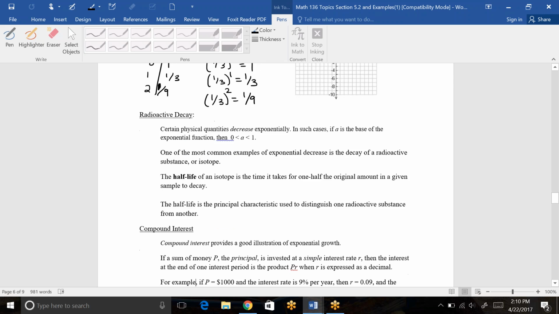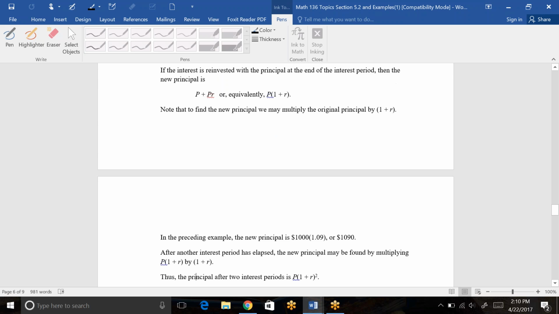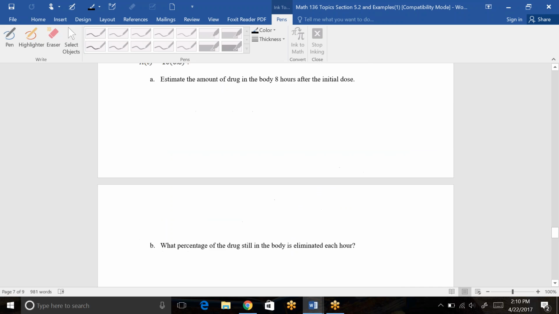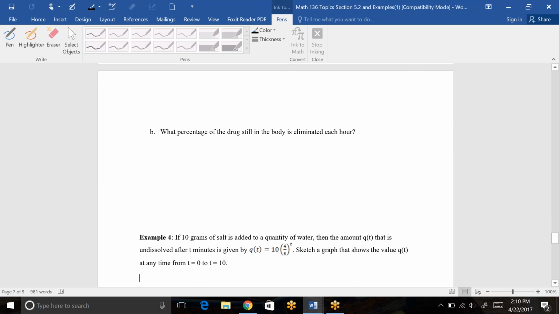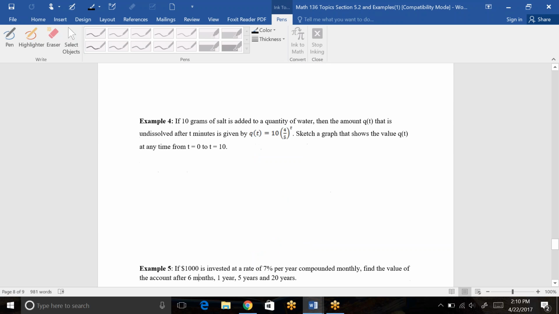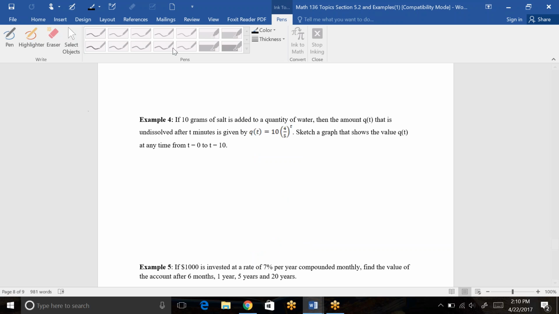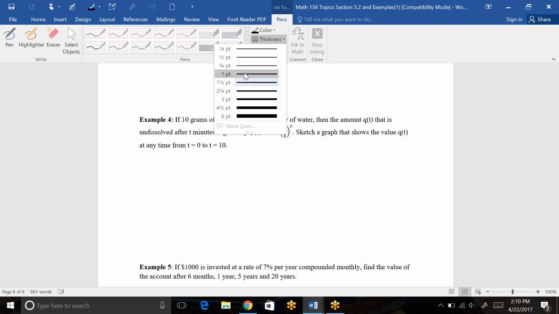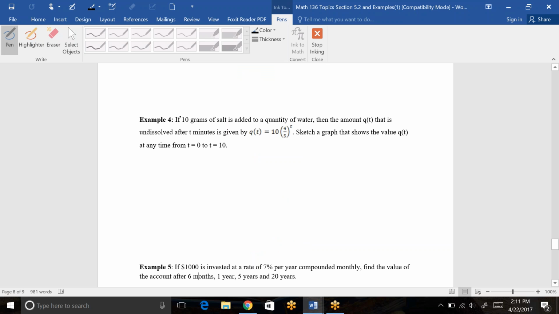I believe we might have had an application problem left on section 5.2. Let's scroll down and look. We did number 3 together. We did not do 4. I said you could omit it, but I'll go ahead and do it just in case you get one like this in the homework. It won't be on the test, but it says, if 10 grams of salt is added to a quantity of water, then the amount Q of T that is undissolved after T minutes is given by Q of T equals 10 times 4/5 to the T.